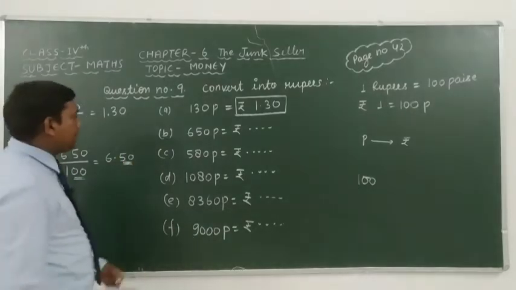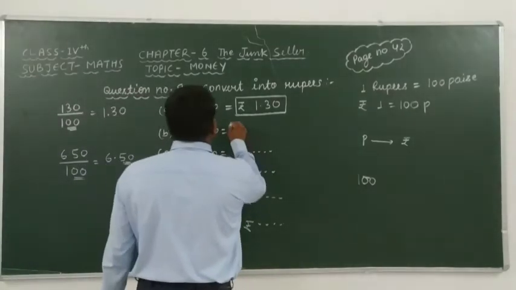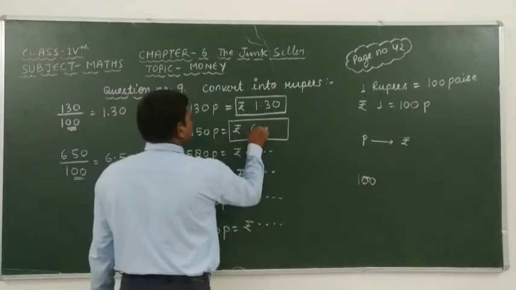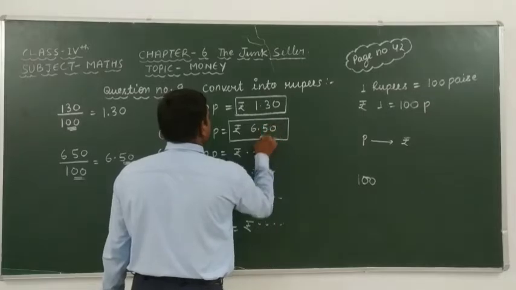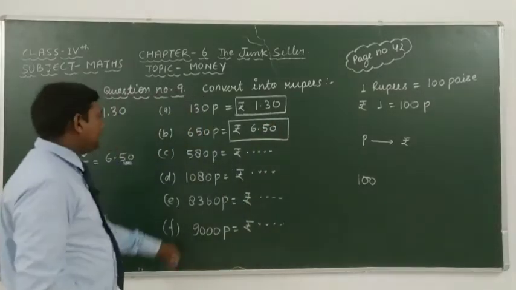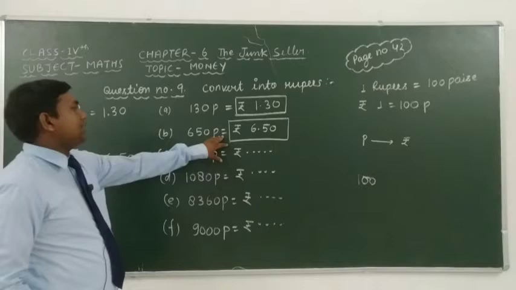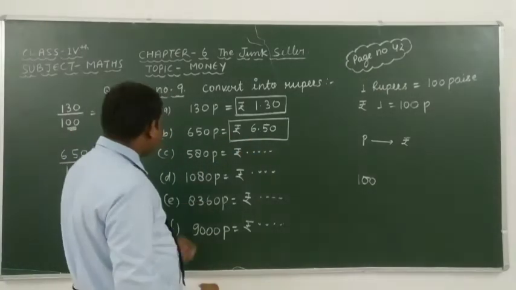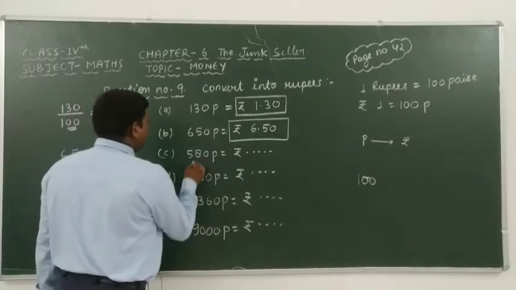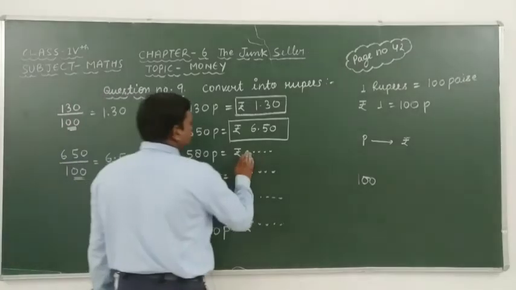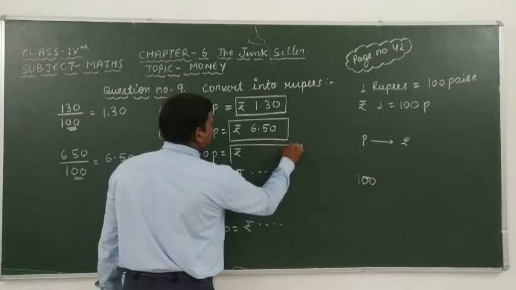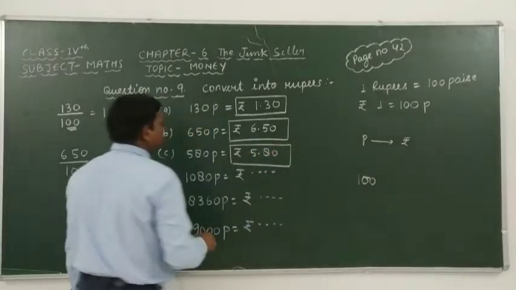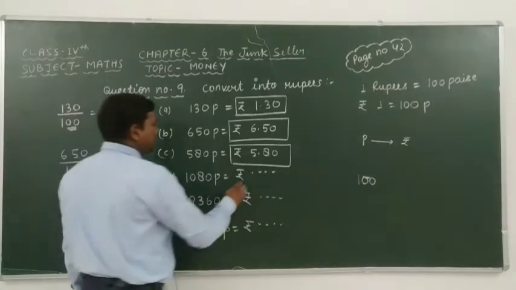Similarly, we can solve all given questions. Then the answer is 6.50 rupees. It means that 650 paise is equal to rupees 6.50. Similarly, look here carefully. Given 580 paise, then the answer is 5.80.